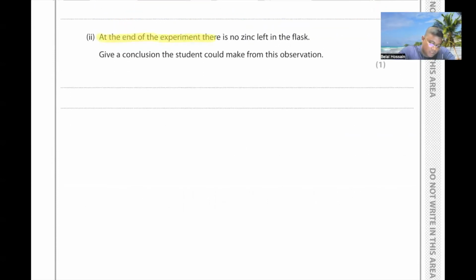At the end of the experiment, there is no zinc left in the flask. Give a conclusion that the student could make about the observation. So definitely it indicates that the acid was in excess. So the sulfuric acid was in excess, which is why all the zinc has been reacted up.